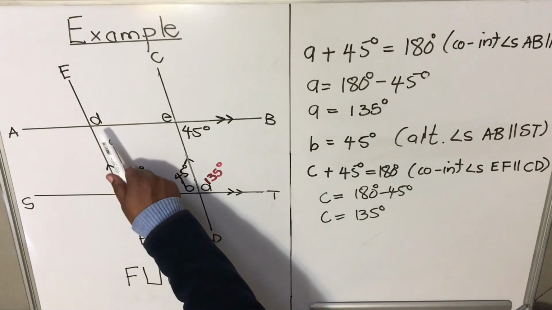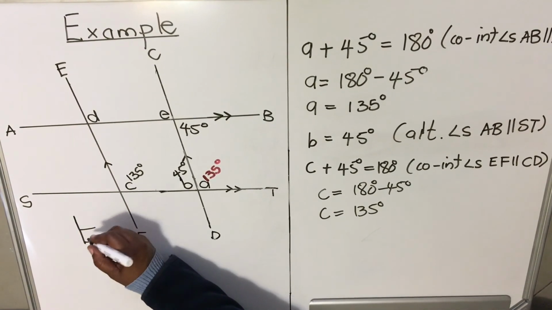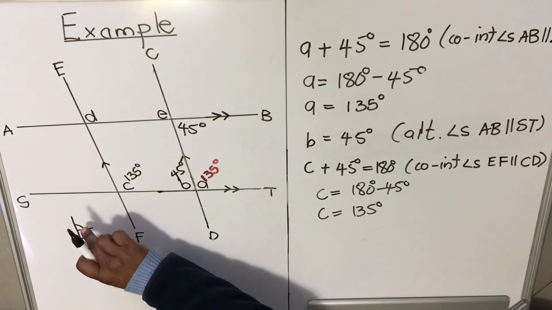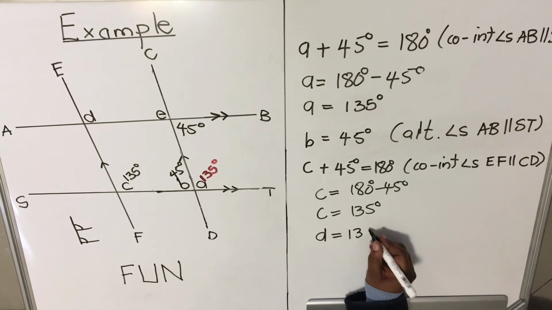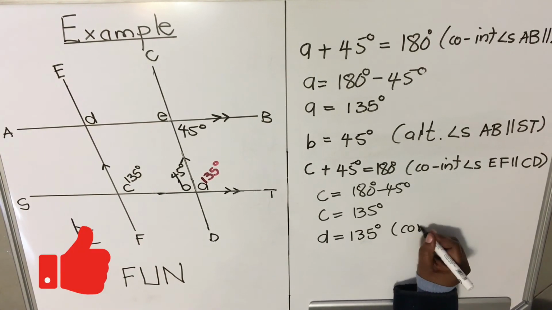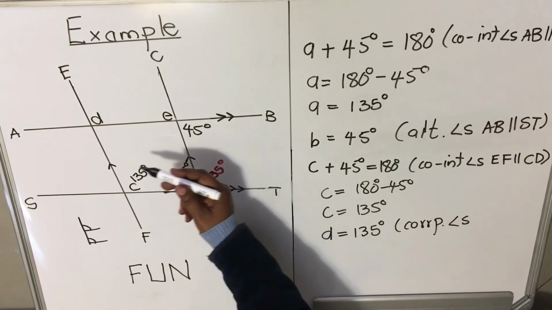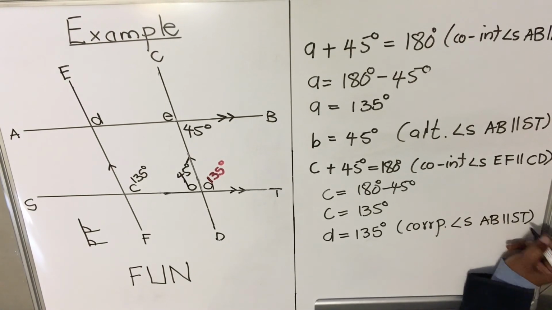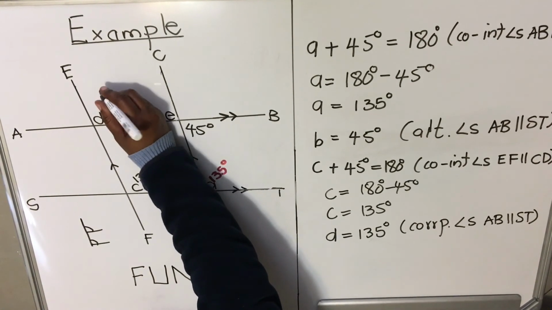Now we're going to find angle D. Angle D is, do you see that angle and that one? Do you see an F that's facing like that? So angle D is equal to 135 and your reason is corresponding angles. Which parallel lines are you using? That one and that one. AB parallel to ST. Okay, so you put that 135 there.